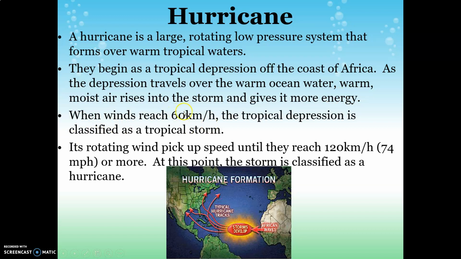When winds reach 60 kilometers per hour, the tropical depression is now classified as a tropical storm. Its rotating wind picks up speed until they reach 120 kilometers per hour or 74 miles per hour or more. At this point, the storm is now classified as a hurricane.